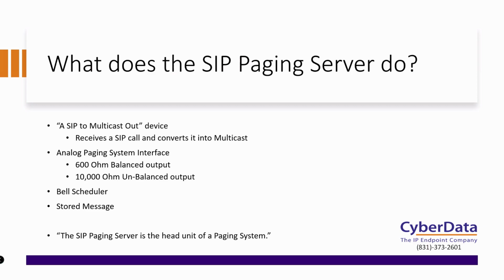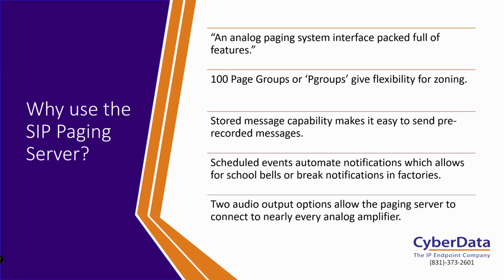The paging server also has a Bell scheduler built into it that supports up to 250 unique Bell events and 25 different Bell files. And with all that, it also supports stored message playback with an additional 25 stored messages. The paging server really can become the head unit of a paging system with all that capability. It's really an analog paging system interface that's just packed full of features.